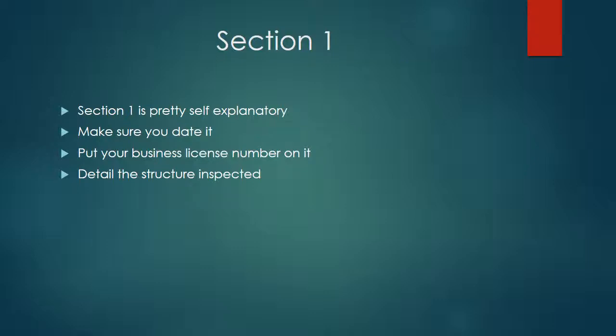Let's take a look at Section 1 on the report. Section 1 is pretty self-explanatory. You're going to need to make sure you date the report. You're also going to need to make sure you put your business license number on the report and detail the structure inspected. Also make sure that you sign in the areas you need to sign in and put your certification number as well, as this is required in most states.